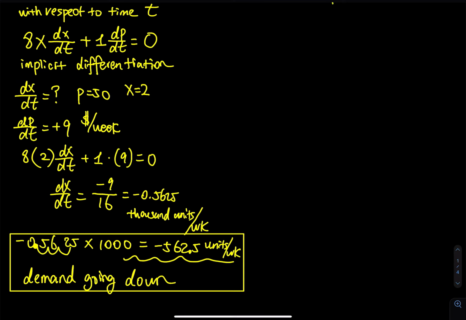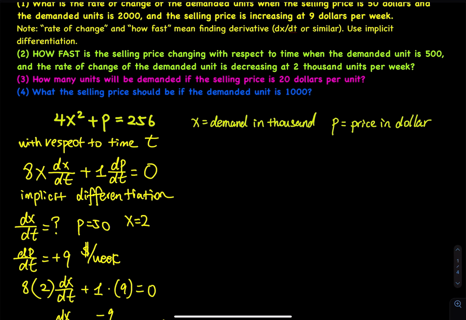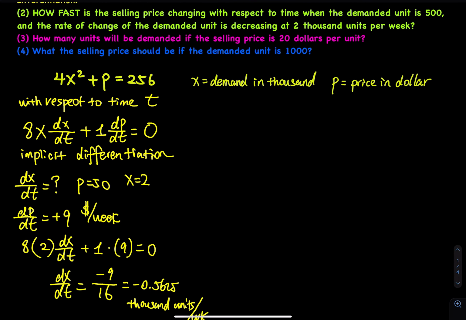All right, so let's move on to number 2. For number 2, they are asking how fast is the selling price changing with respect to time? What does how fast mean? How fast means rate of change. When I see the words rate of change, how fast, the first thing that comes into my mind is take the derivative with respect to time. And then they give you some givens, right? So let's do the derivative one more time.